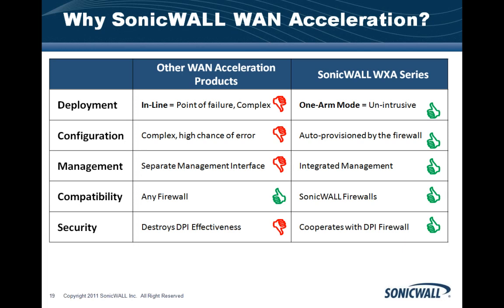Again, if you think back to the graphic I put up, the WAN acceleration device does not sit in line of the network. So we're not going to be a point of failure when you introduce WAN acceleration to the network. We're in a one-arm mode, which is unintrusive to the network. If something were to fail, all traffic would still go through and traverse to your remote and branch offices.